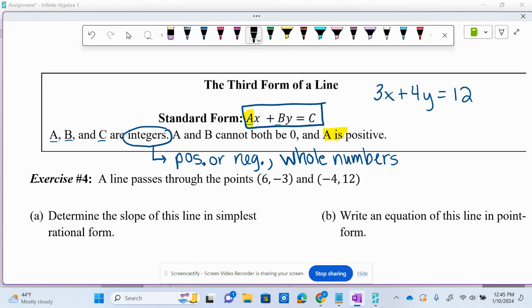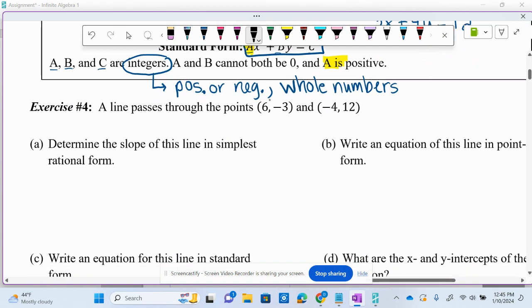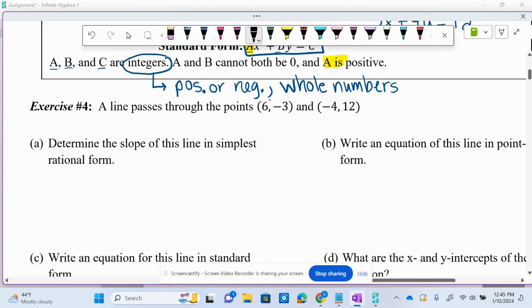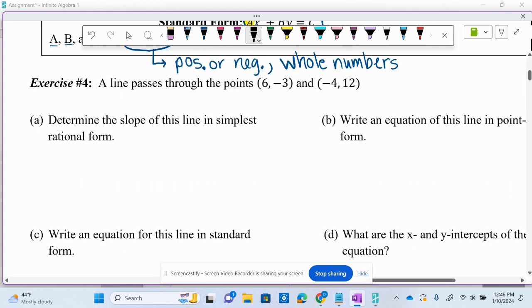So this next example is going to take some time. We're going to have to do some manipulating, but we're going to take 2 ordered pairs and we're going to end up turning it into an equation that's written in standard form. So we're going to do it a little bit at a time and work through the steps. In example 4, you have a line that passes through the points (6, -3) and (-4, 12). The first thing that I need you to do is find the slope of the line.